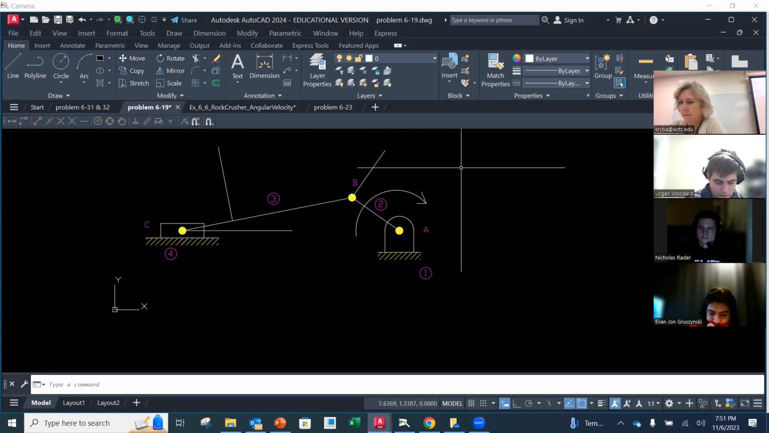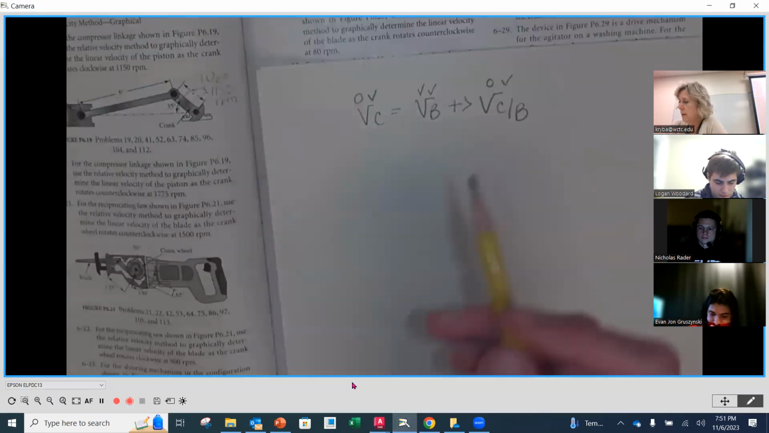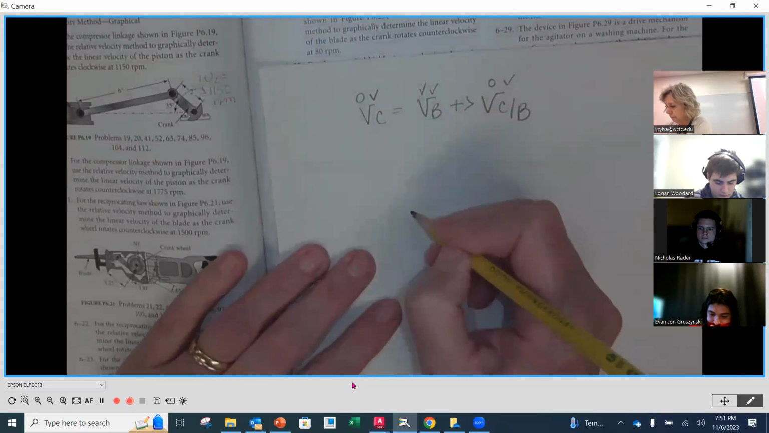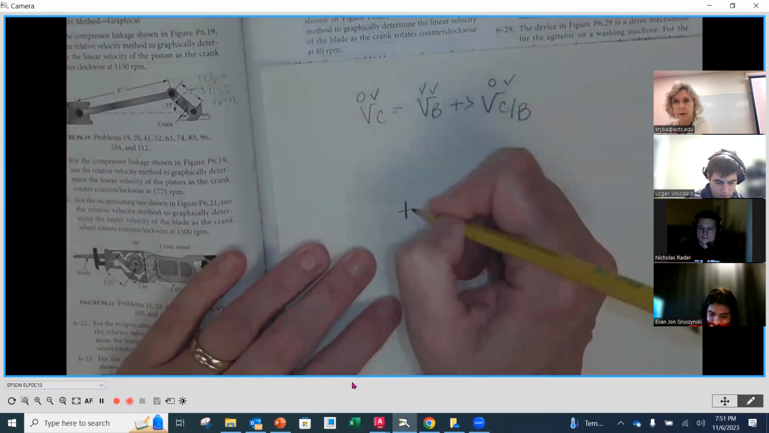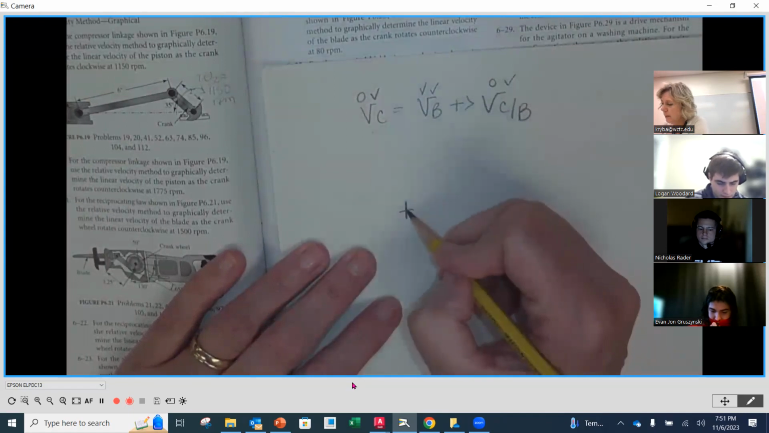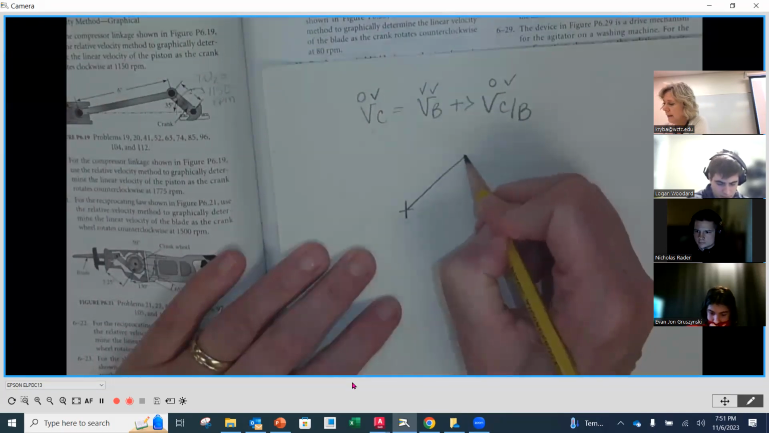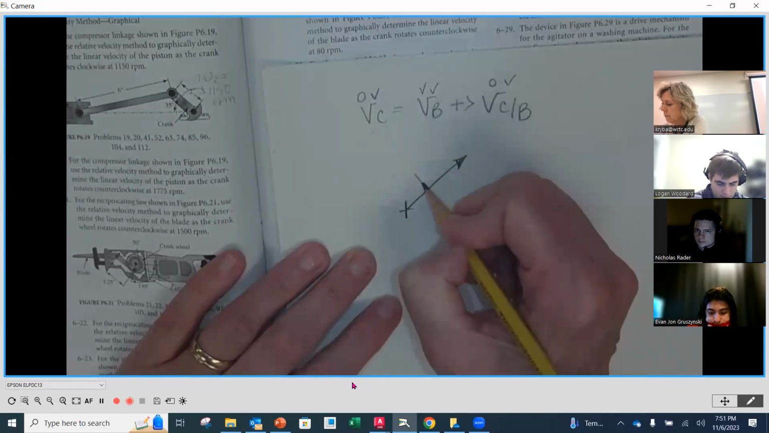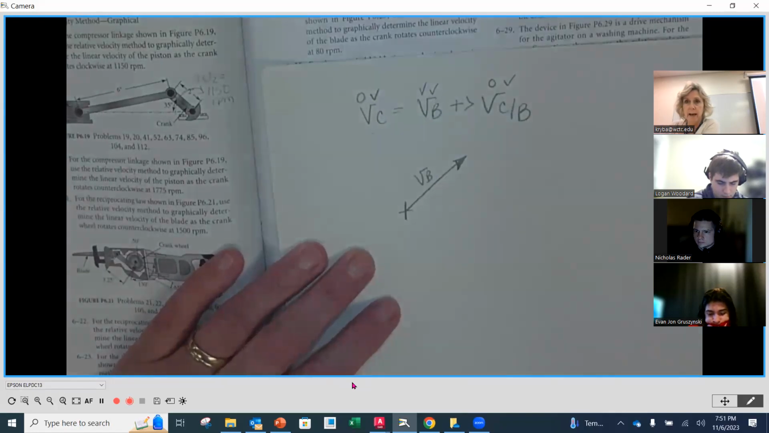Now, I'm going to do my vector equation. So I'm going to start with my equal sign. This is going to be my origin, right? That's going to be my origin to start off with. And then what I'm going to do is draw the velocity of B to its length at the angle that it's at.